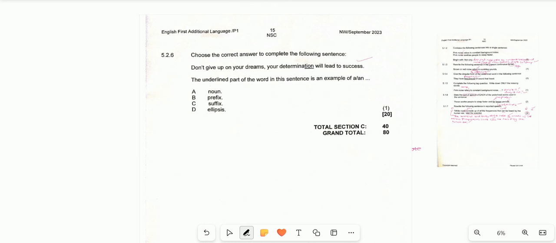The underlined part of the word in this sentence is an example of A or N. We discussed this in our prediction and scope for question 5. So if any part is added towards the end of the word, indeed, this is C, a suffix. And that's how you collect your 20 marks in tomorrow's paper. Thank you.